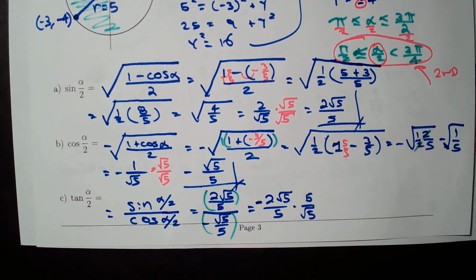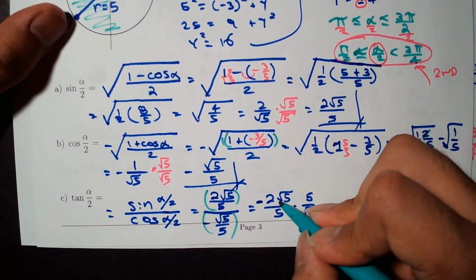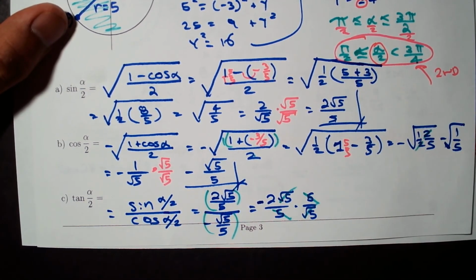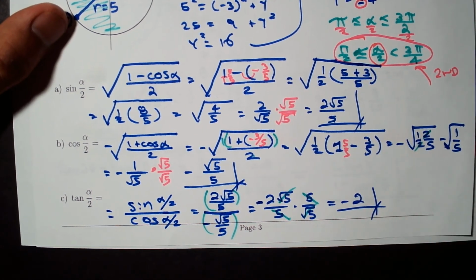Notice how many quantities actually cancel out. We can cancel the square roots of 5 and the 5's, leaving us only with the number negative 2. And this is the end of this section.